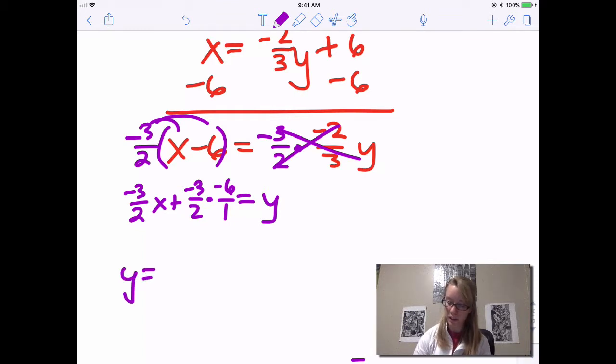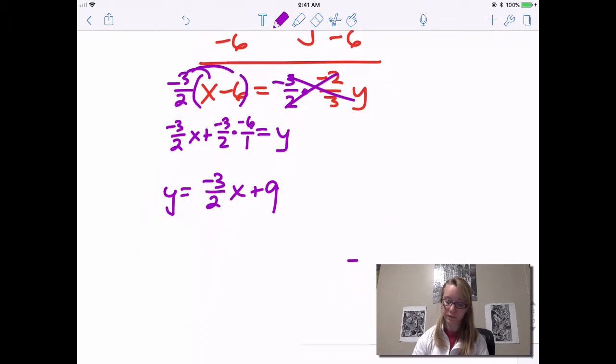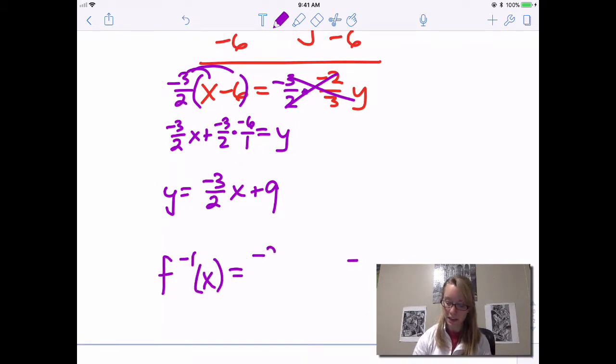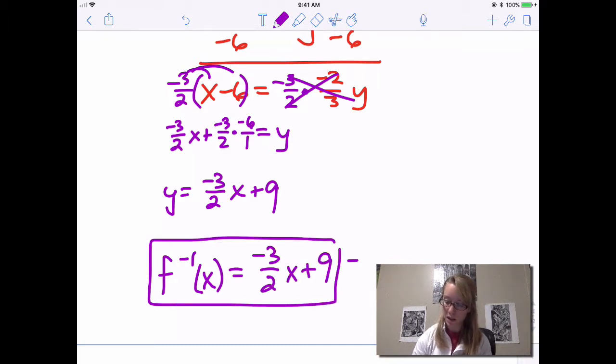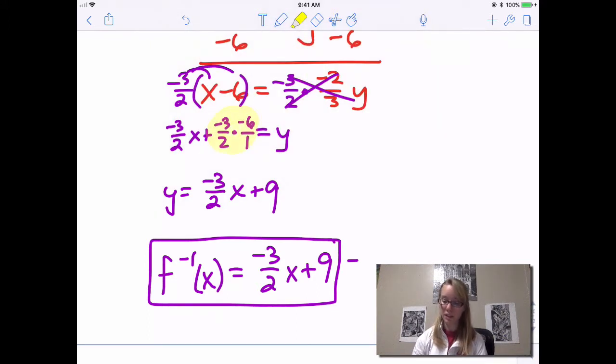Y is negative 3/2 x. And then multiplying those two fractions, we multiply across the top and get 18. Multiply across the bottom and get 2. 18 divided by 2 is 9. So final answer, f inverse is negative 3/2 x plus 9. If that fraction multiplication didn't quite make sense to you, go ahead and do a little side work one more time. Make sure that that makes sense.